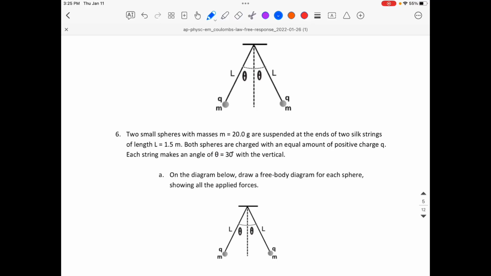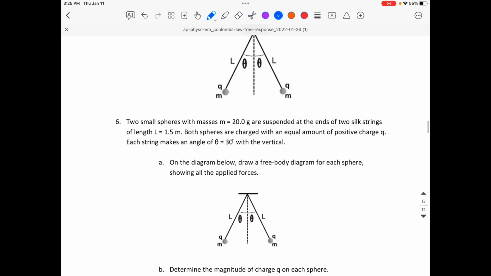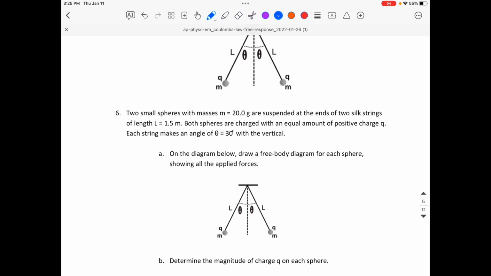All right, so for problem number 6, we've got two spheres hanging at the end of two strings, and the first part of this problem is to just draw a free body diagram for each sphere. So the general forces we know are the force of gravity. There's a string, so that'll give us a tension force. And then we now have learned about an electric force.